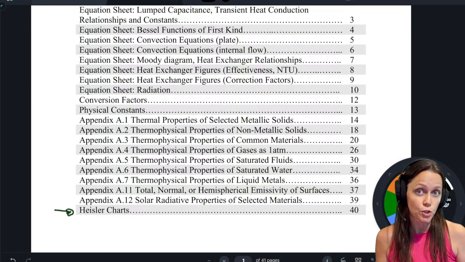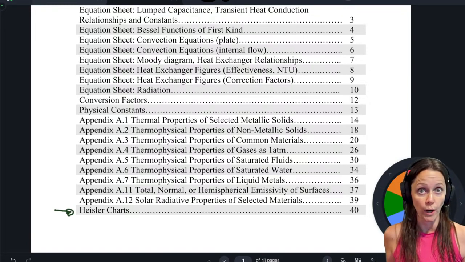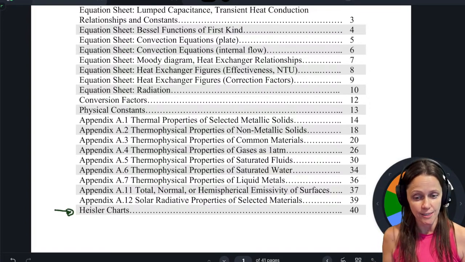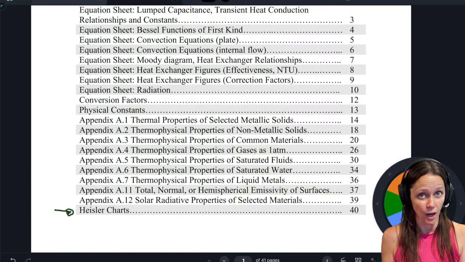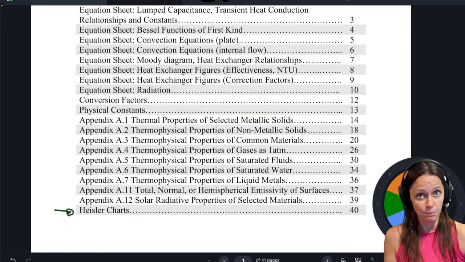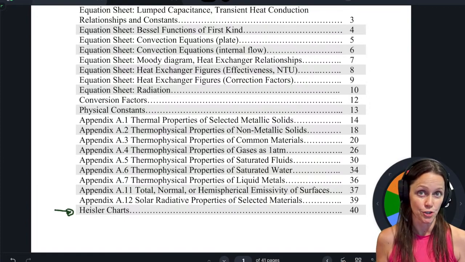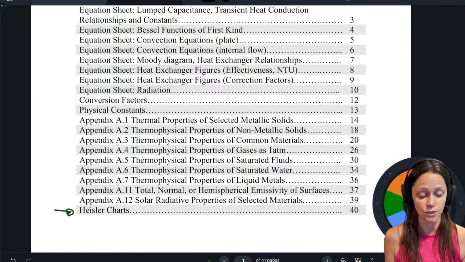If you decide, you know what, I actually like the Heisler charts, they seem pretty easy and intuitive, great, use them. And you can use them for the test, but what I will ask you to do is, if you plan on using them, print out a copy so that you can mark it up, and scan that in with the rest of your test work. So I'll repeat that. If you decide to use the Heisler charts on your exam, print out a copy beforehand. There are two pages, so go ahead and print out both pages.